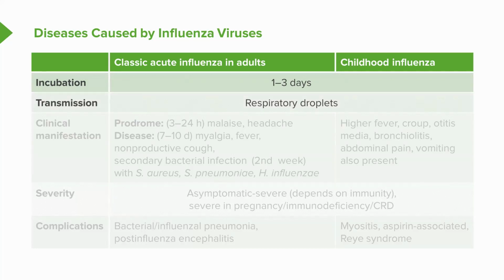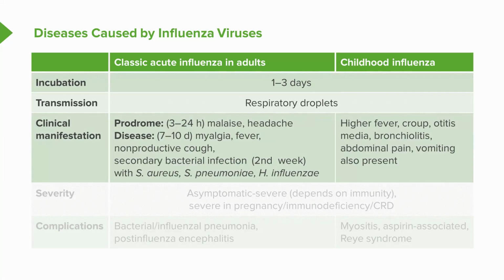The transmission, of course, is very effective through respiratory droplets, hence the public health recommendations to cover the cough and sneeze into the crook of the arm. Clinical manifestations. Prodrome for both is from maybe 3 to 24 hours, not days, but hours. Children may not report the malaise or headache because they're too busy doing other things, having fun, eating dirt, etc. But when disease occurs, both adults and children will have fever, but the children will have a higher fever.